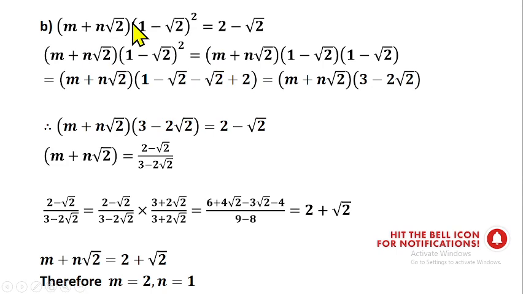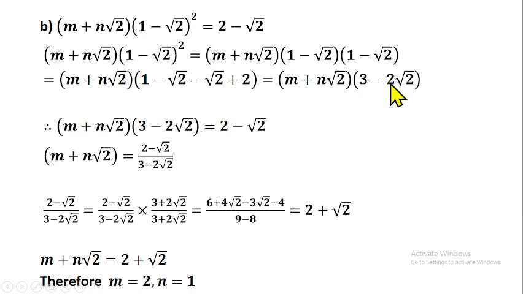Look at this bracket, 1 minus root 2 squared. You know that this means this one in two brackets. So if you open this bracket, 1 times 1 will give us 1. Then 1 times minus root 2 will give us minus root 2. Minus root 2 times 1 will give us minus root 2. Then minus root 2 times minus root 2 will give us a plus 2. If you simplify this further, 2 plus 1 will give us 3. Minus root 2 minus root 2 will give us minus 2 root 2. So technically the answer for 1 minus root 2 squared is this, 3 minus 2 root 2.